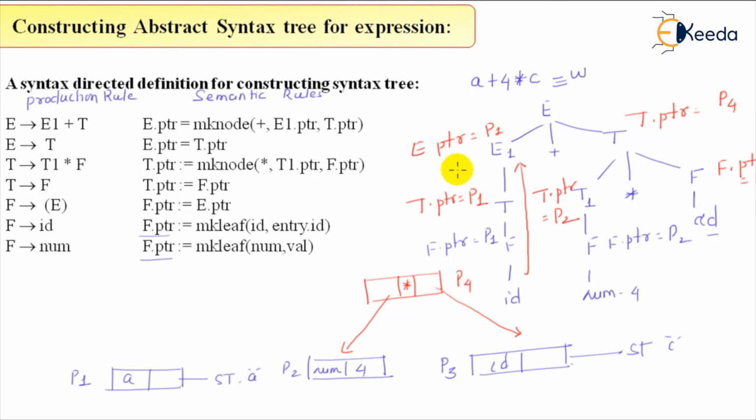This node is p4. Finally we have to make node plus, so I'll create another node over here that is a plus, and e1.ptr, which is equal to p1, so this is pointing here, e1.ptr, and t.ptr will consist of p4, so this will point over here. So we are done with this, and finally e.ptr, let's call it p5. So e.ptr will be p5.